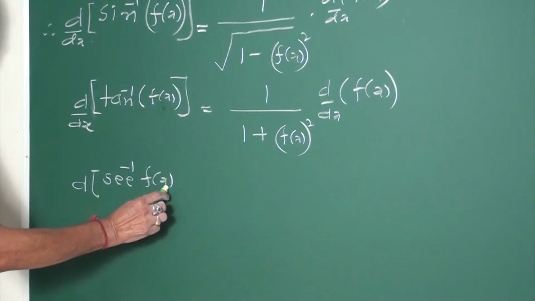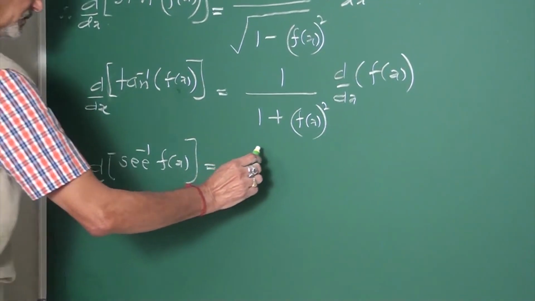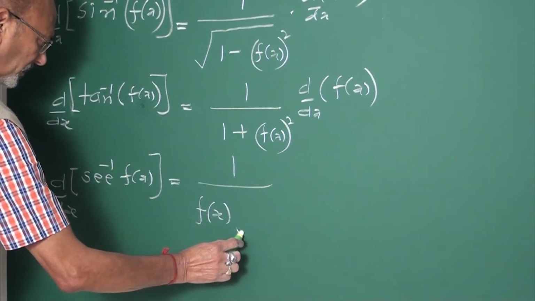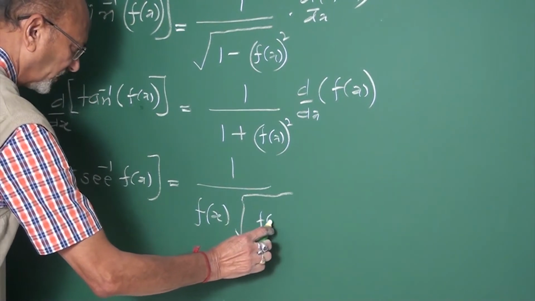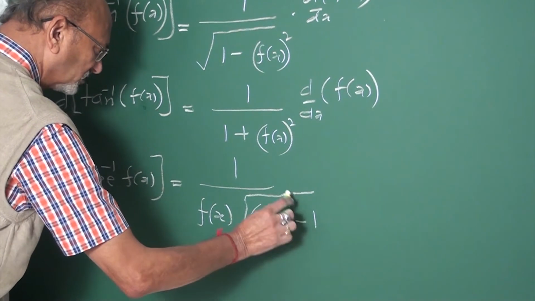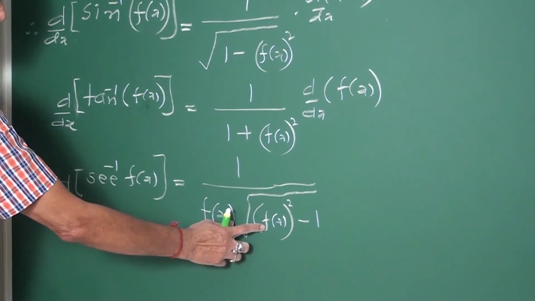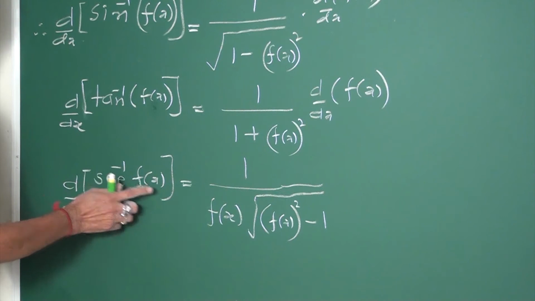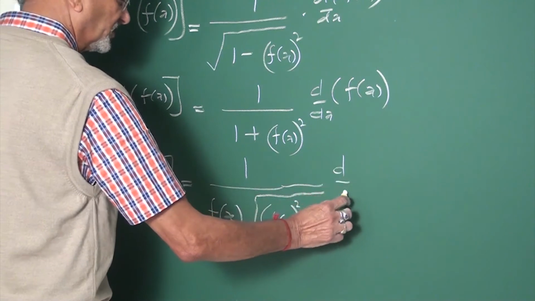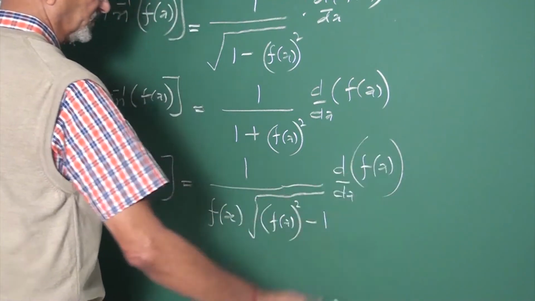Similarly, the third one: derivative of sec inverse f(x) with respect to x equals, the same, my friend, 1 upon f(x) into root f(x) whole square minus 1. Where x is, whatever it is, you have to write the square of this minus 1, and other than x, you have to write the derivative of f(x) with respect to x.